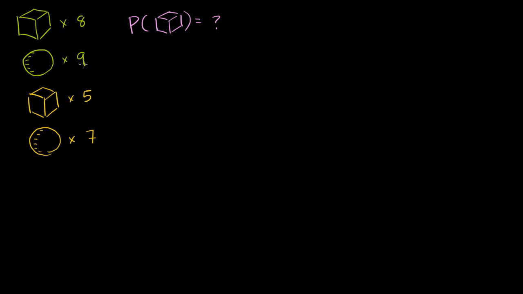Well, we have 8 plus 9 is 17. 17 plus 5 is 22. 22 plus 7 is 29. So we have 29 objects. There are 29 objects in the bag. Did I do that right? Yep, 29 objects.